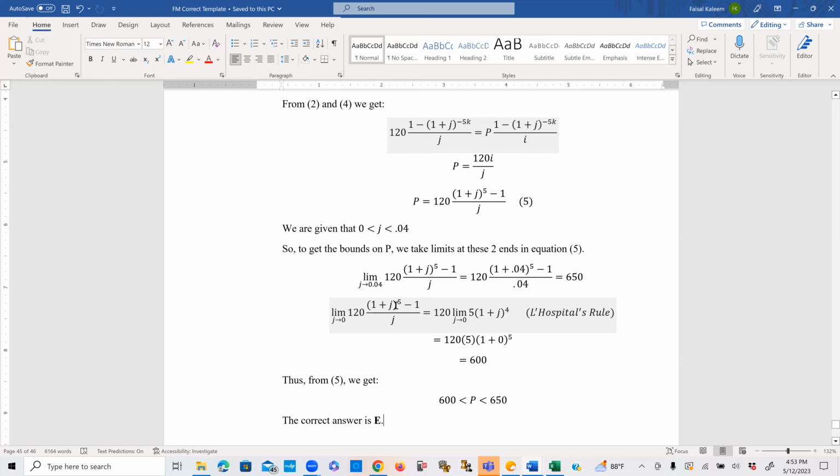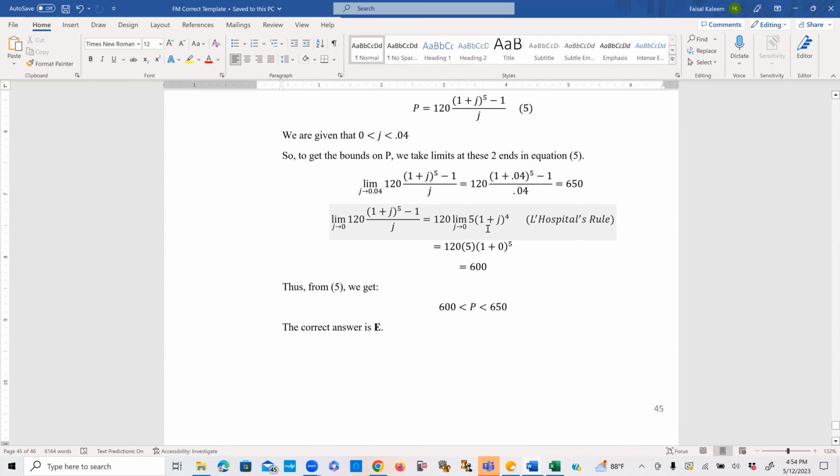So anytime you get 0 divided by 0, you know that you have to use L'Hopital's rule, which says that you take the derivative of the numerator, so that we can pull the 120 out of the limit. And the derivative of (1 plus j) to the 5 by power rule would be 5 times (1 plus j) to the 4. Derivative of 1 is 0. And divided by the derivative of the denominator, and the derivative of j is just 1, because we can think of j like the x. So the derivative of x is 1, and the derivative of (1 plus x) to the 5 is 5 times (1 plus x) to the 4.